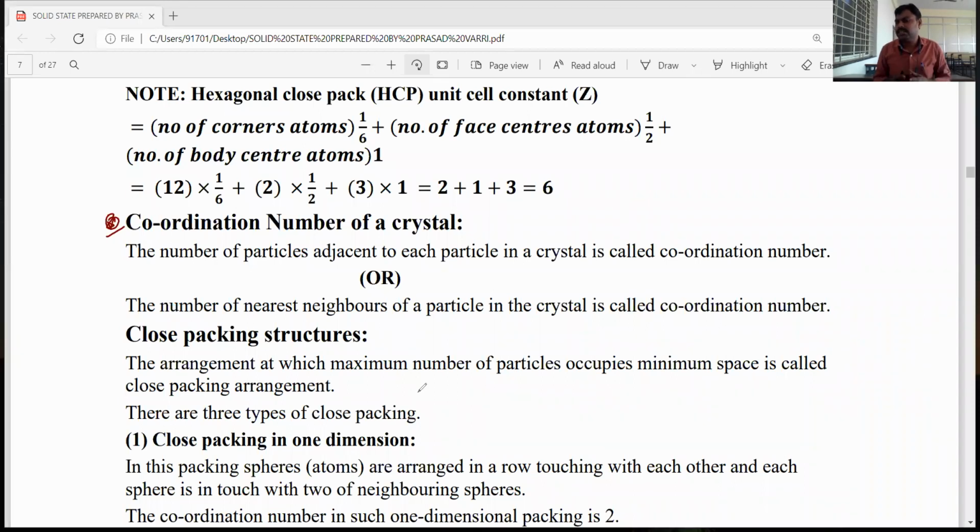Based on those relations, we have to learn calculations of packing efficiency of unit cell. Calculations of packing efficiency of unit cells are also very, very important. Those all are connectivity only.